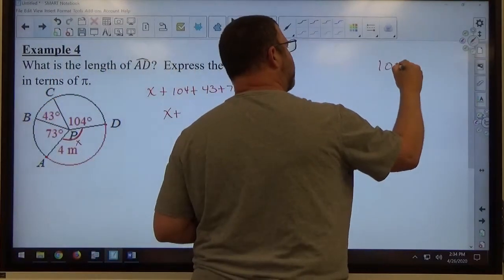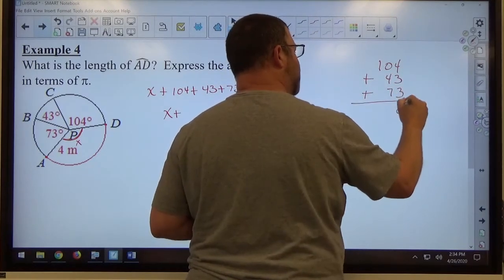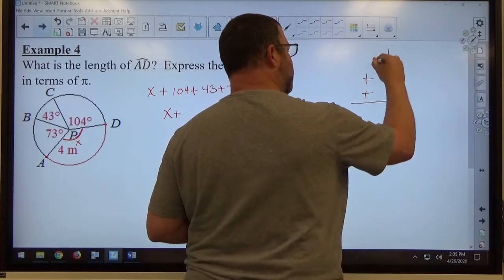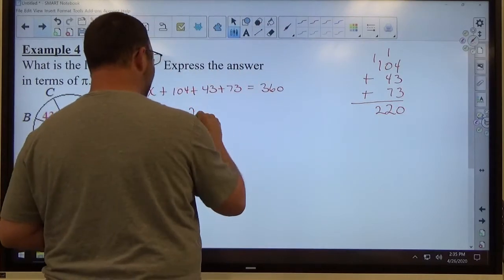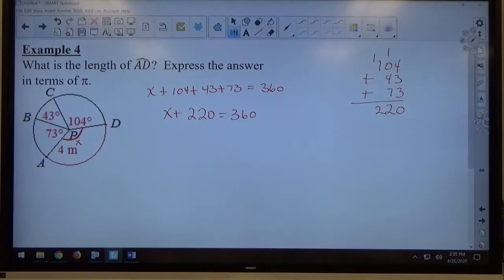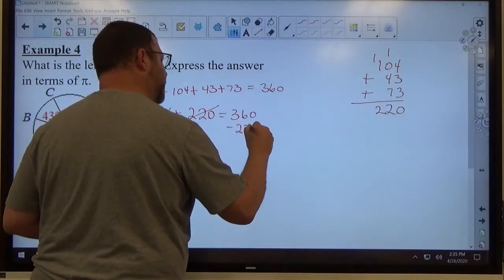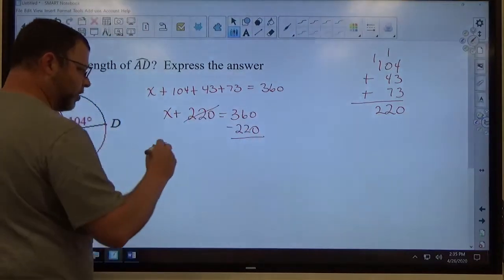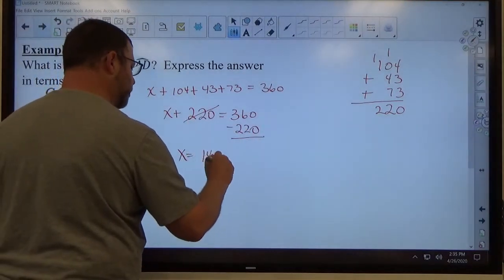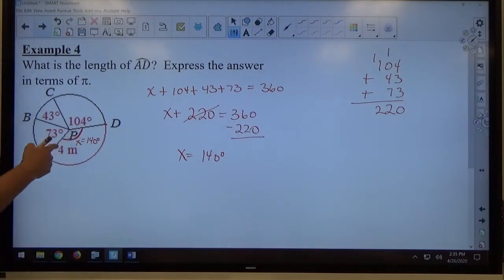Check my math there. 104 plus 43 plus 73. That makes 10, carry the 1. That's 12, carry the 1. You have 220. So X plus 220 is 360, so if we just simply change the 220 to negative 220 on the right-hand side, moving it to the other side, changing its sign, we get X equals 140 degrees. So the central angle is 140 degrees, and again, that's degrees.